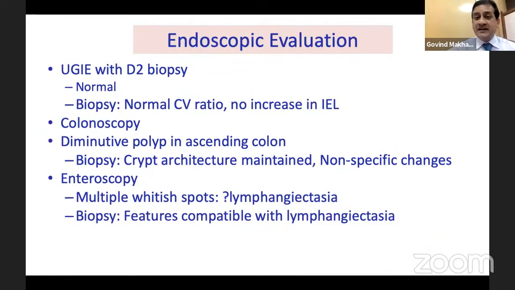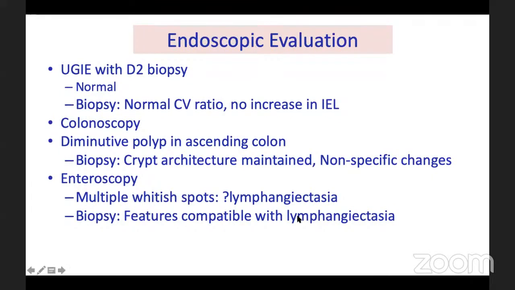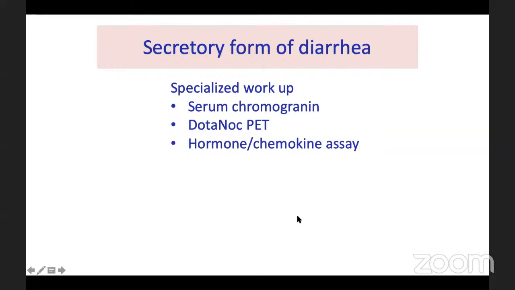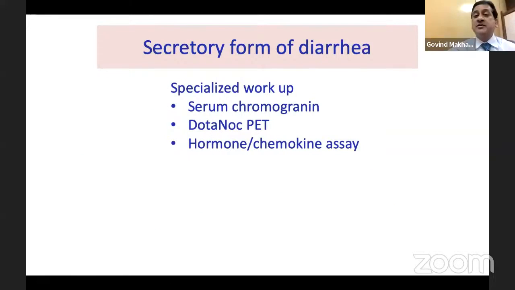So anyway, this patient underwent upper GI endoscopy and colonoscopy, all normal except for a segment of intestine showing lymphatic ectasia, but that is not the cause of her diarrhea. Lymphatic dilatation of this segment will not lead to the kind of diarrhea she had. So this is a misdiagnosis. Therefore, this patient requires a specialized workup including chromogranin, pancreatic polypeptide, and hormone or chemokine assays.